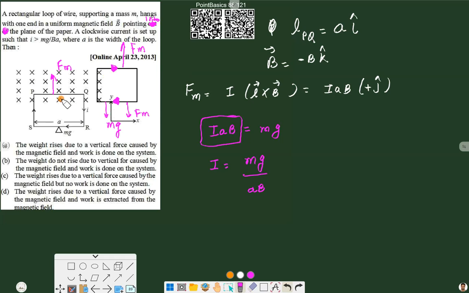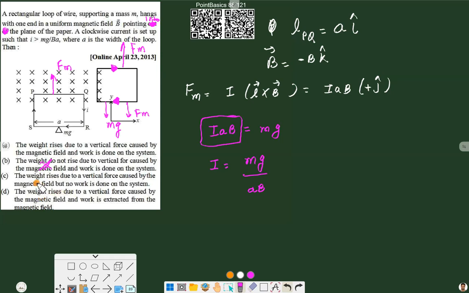Now, as we have to discuss only one part in the magnetic field, it will rise up. So in option A it is rising up, in option B it is not rising up. So option B is cancelled, and in C it rises up, and in D it also rises up.